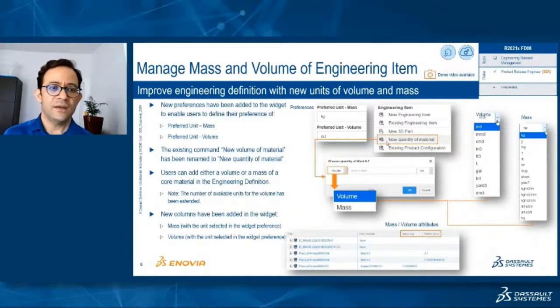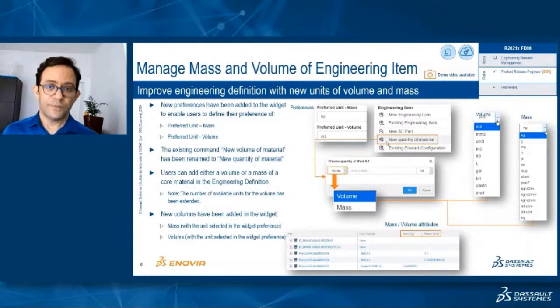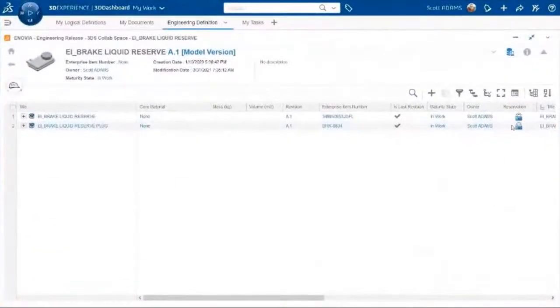Another thing is that we have also enhanced the list of available units for the volume. So you can see a much longer list, which gives you much more choice to define which volume you are interested in. In any case, once we make this definition, then in the widget we now have two columns, which are the mass and the volume. And the content which will appear here will appear with your own preferred units that have been defined in the widget as a preference. Let's see an example of this.